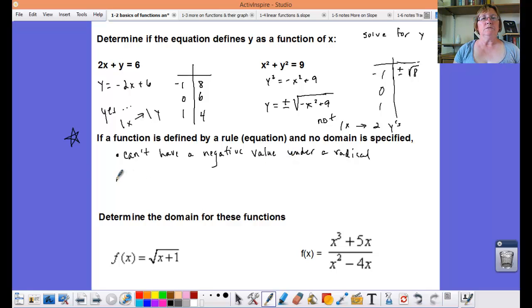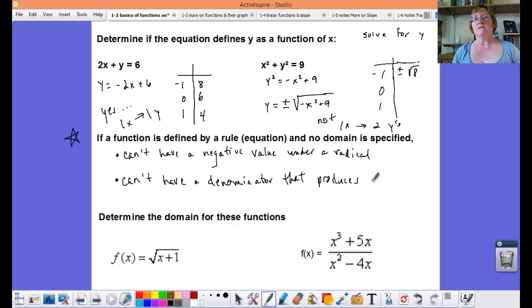The second rule, you can't have a denominator that evaluates to 0. Can't have a denominator in a fraction that produces 0. Okay. 2 rules that we got to think about. With that in mind, I'm going to ask you to take a look at these, and let's think about what possible domain could be for these functions.